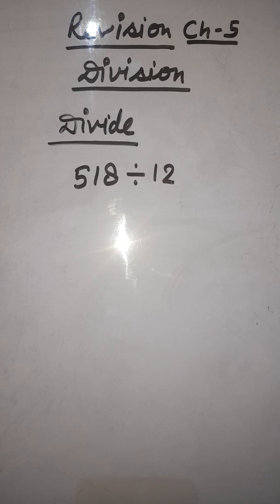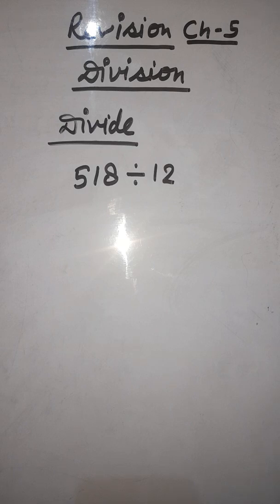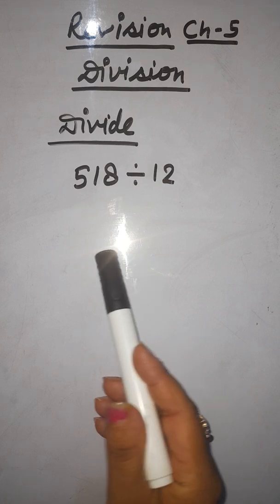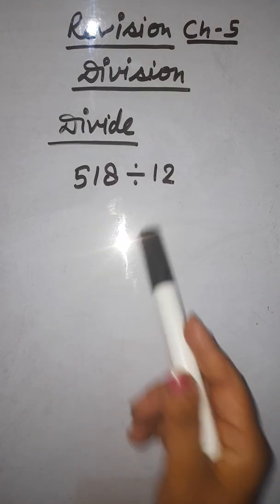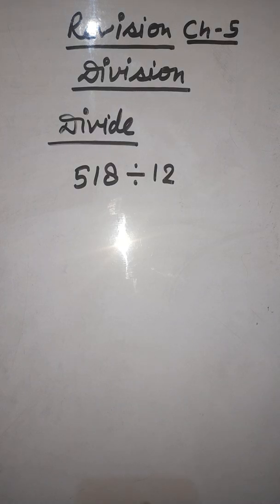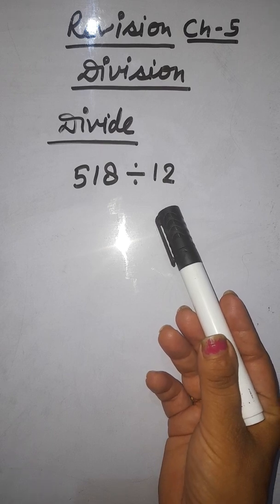Today we'll continue with chapter number 5, that is division, and we are doing revision work. In the last tutorial classes we have already learned how to divide any number by a two-digit number. Now over here I need to divide 518 by 12. So you can see here 12 is a two-digit number.